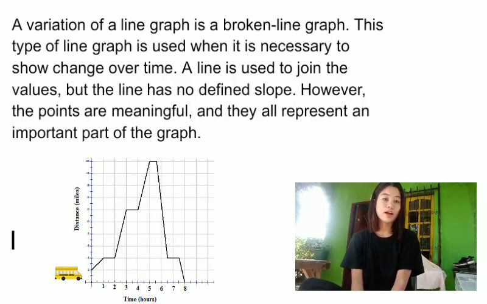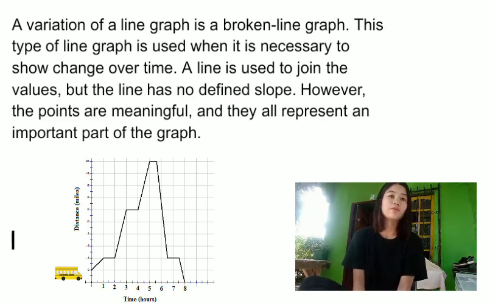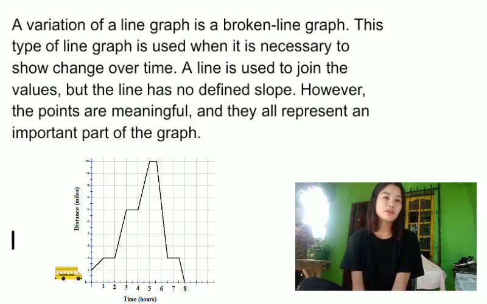The broken line graph versus line graph. Differentiate between the broken line graph and the line graph. A variation of the line graph is the broken line graph. This type of line graph is used when it's necessary to show change over time. A line is used to join the values, but the line has no defined slope. However, the points are meaningful and they all represent an important part of the graph.